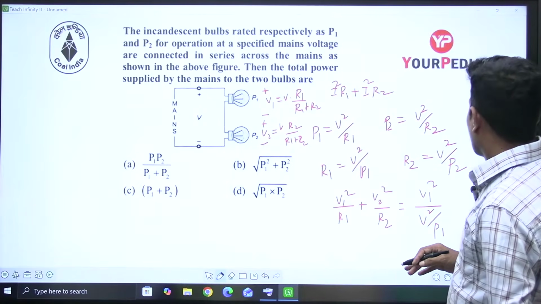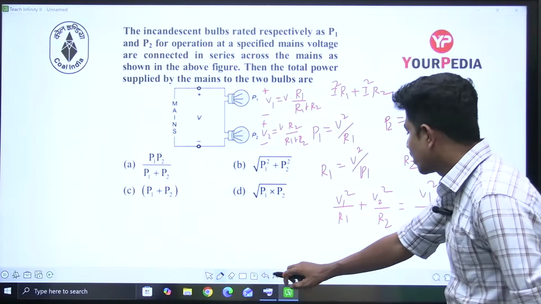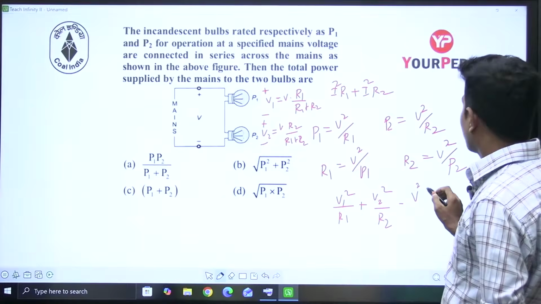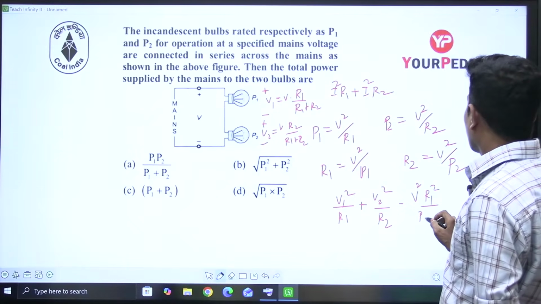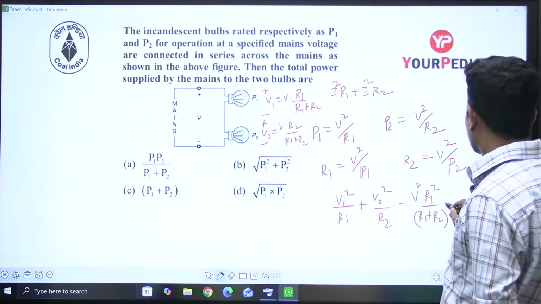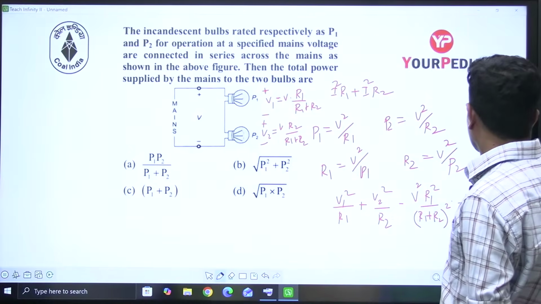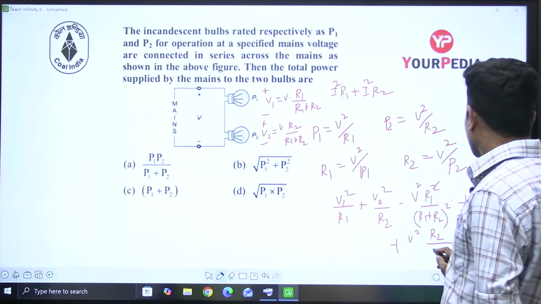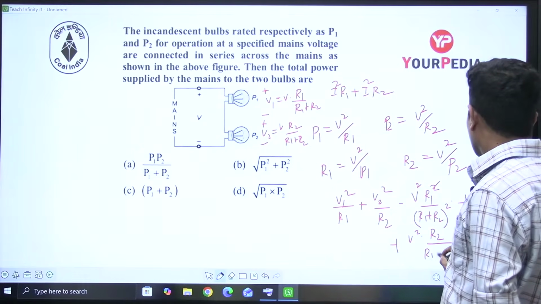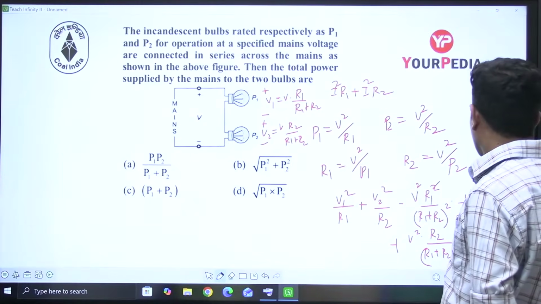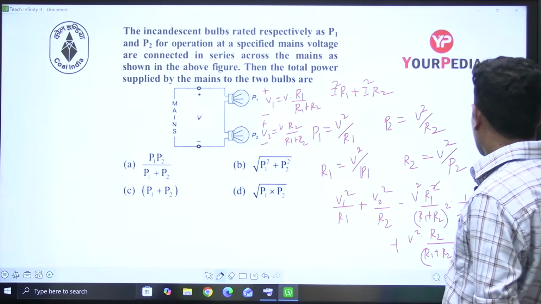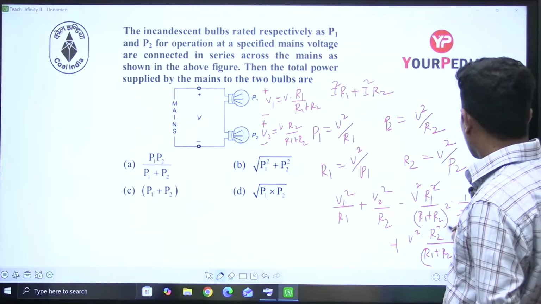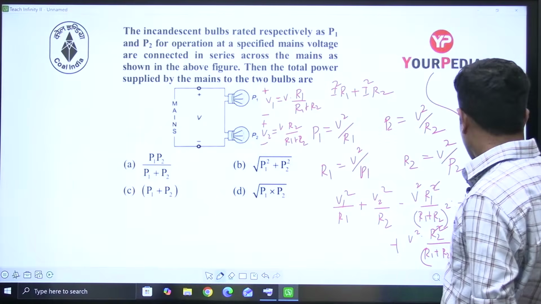Okay, what is V1? Let's write it this way. V1 is V square into R1 square by R1 plus R2 whole square into 1 by R1. Now, this is gone. Plus V square into R2 square by R1 plus R2 whole square into 1 by R2, right? R2 square it is. R2 gone. Now, how much am I left with?